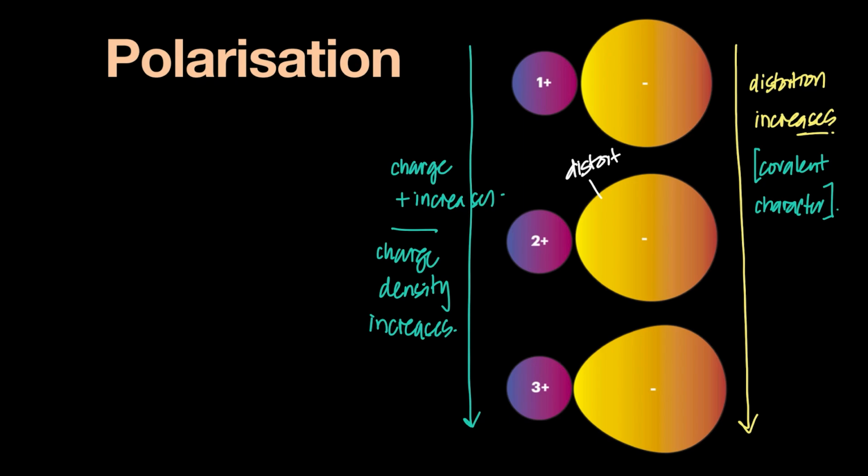So the basic idea, what you need to know for this chapter, is that whatever can increase the charge density, right now I've increased charges and the size remains the same, so charge density is increasing, which means the distortion on the anion will increase. And this distortion is why we can explain the thermal stability of group 2 nitrates and carbonates. All right.